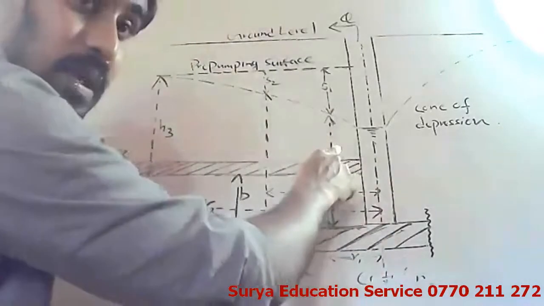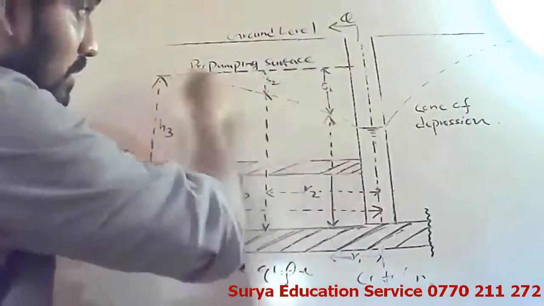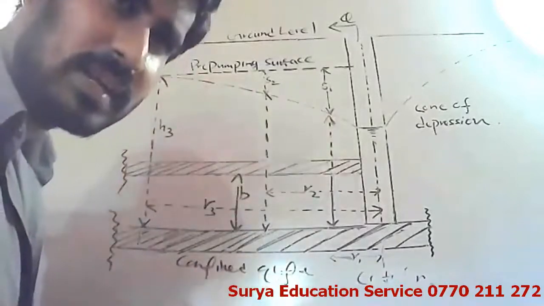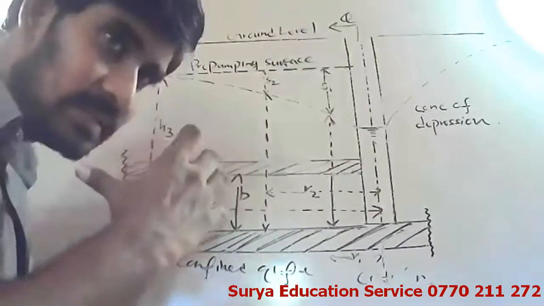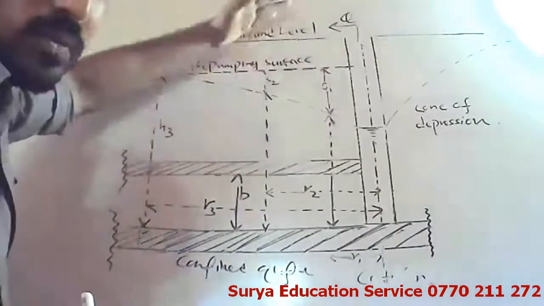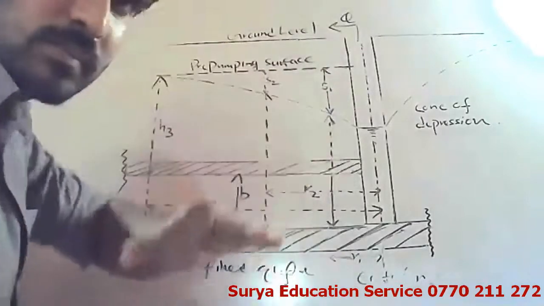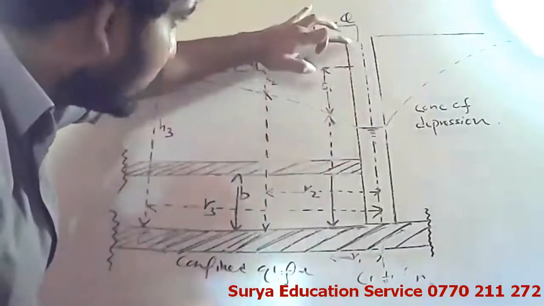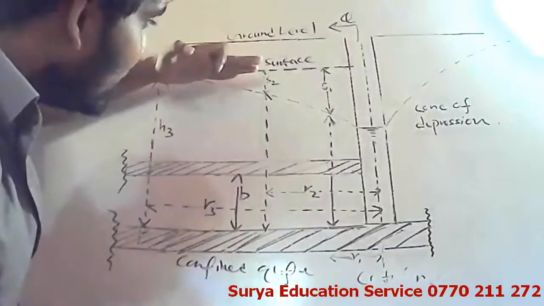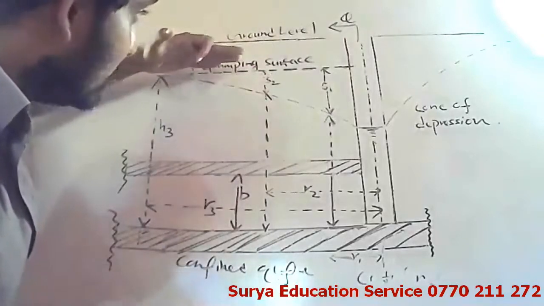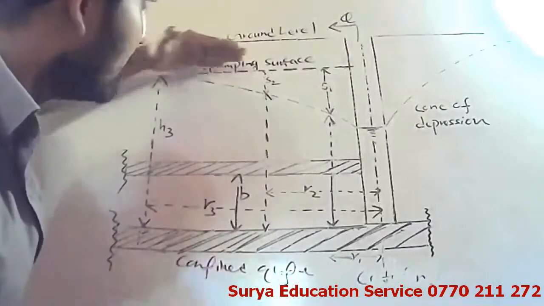From here we have an observation well. From here also we have an observation well. This is the very important curve, the cone of depression. You can also say curve of depression. That's no problem. Now just carefully get these terms into your mind, because when you are going to pump out water, the level of water will reduce. So before pumping, it has the highest water level here. Before pumping, the highest water level is called the pre-pumping surface.